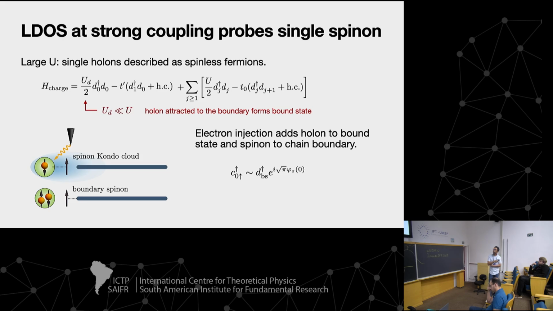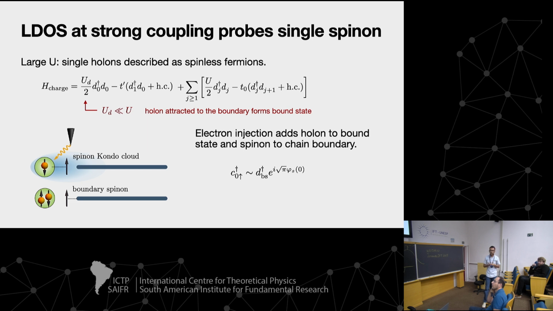Another argument here is that you can look directly for some simple picture for this strong coupling limit. Again, there are two strong coupling limits, really, like large Kondo coupling and large U. If I go to large U, I can describe holons as spinless fermions hopping on the lattice and then include the impurity site. And in this regime, what you see is that the Hubbard U is some kind of effective chemical potential for the holon, right? The energy cost for occupying different sites. And when UD is much smaller than U, this holon is actually attracted to the impurity site, and you get a bound state there. So you can then picture what's happening in this tunneling process when you try to inject the electron.